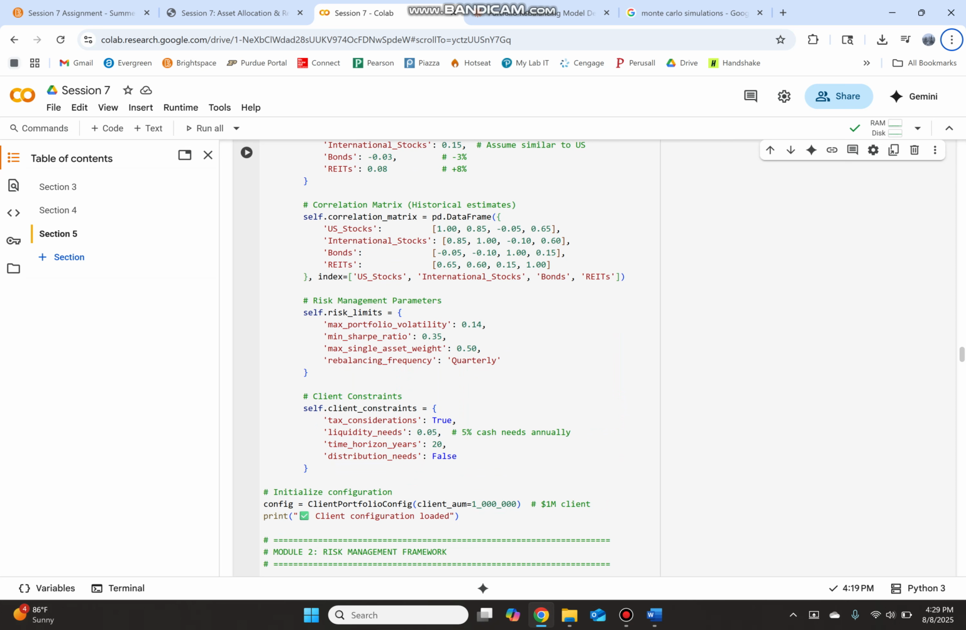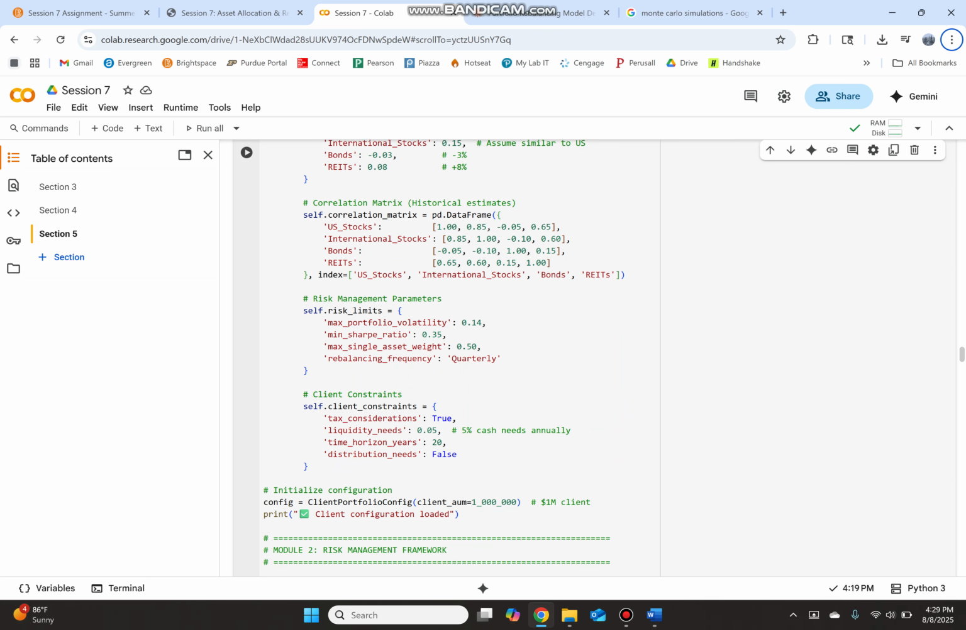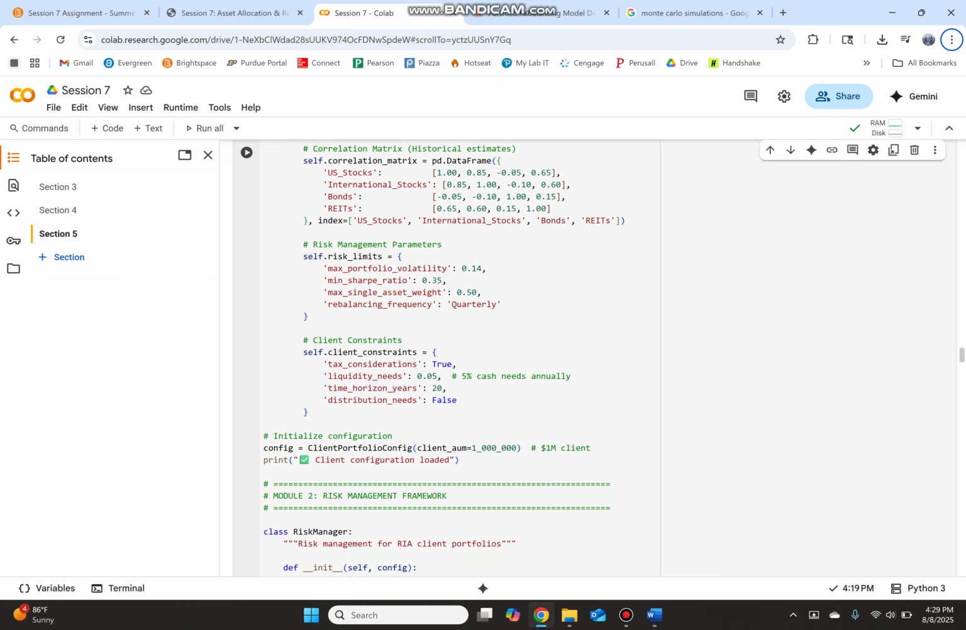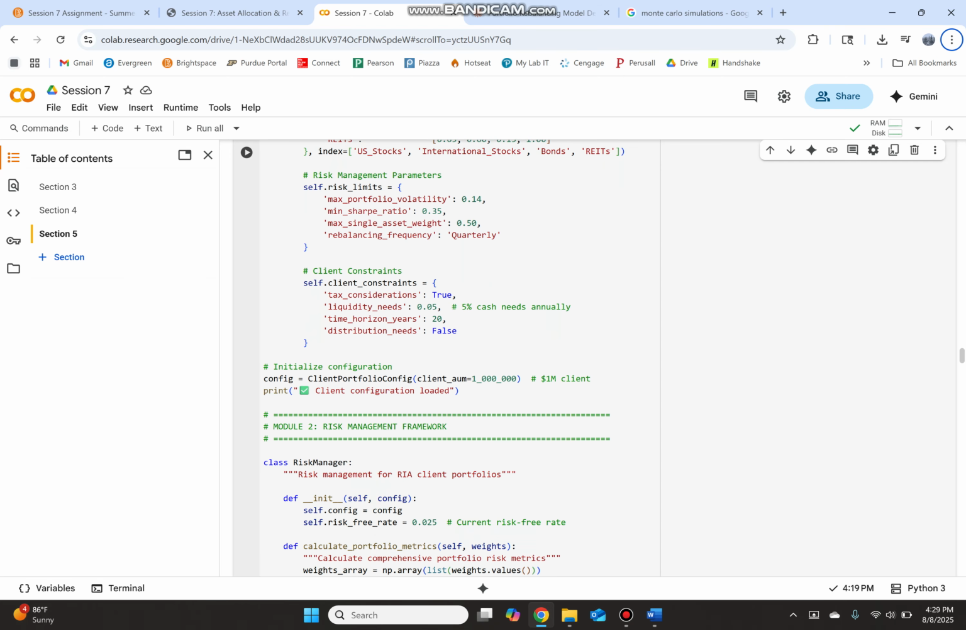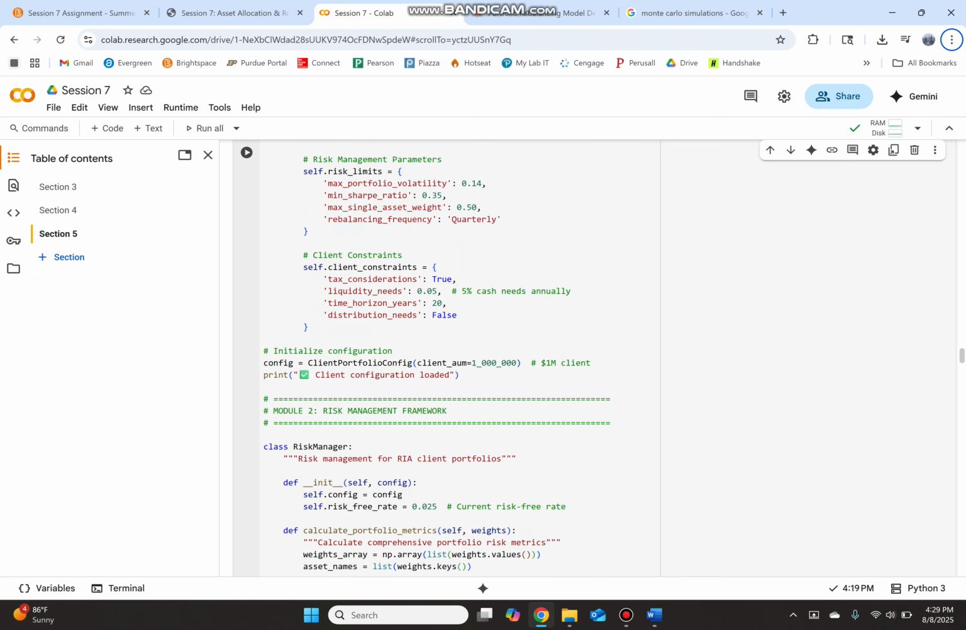Then our basic risk management parameters: our portfolio volatility, minimum Sharpe ratio, max single asset weight of 50%. And we want to rebalance every quarter. And then our client constraints, so they have tax considerations, so we need to check that. I have a decision tree to set up to decide if we need to check our tax considerations. They have 5% liquidity needs. They need to spend 5% of whatever they have in their portfolio annually just to cover different expenses they have.